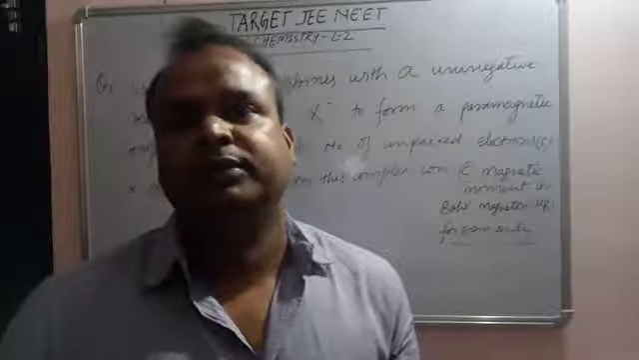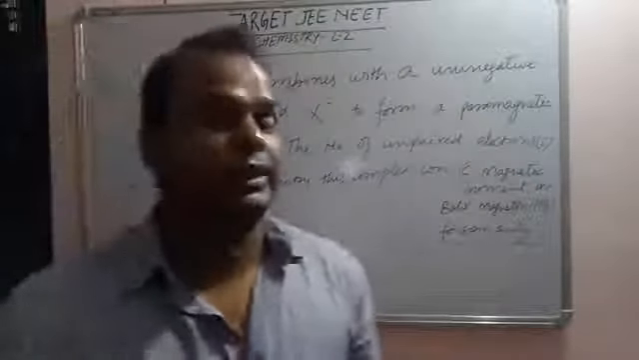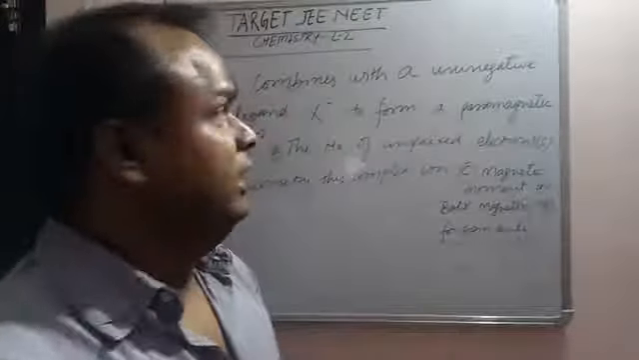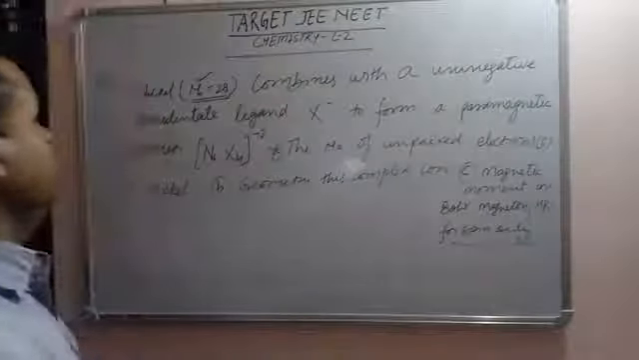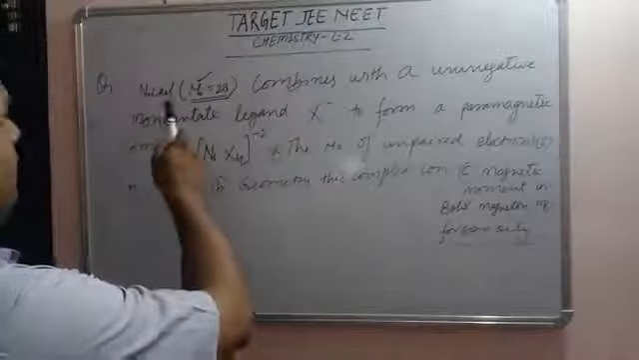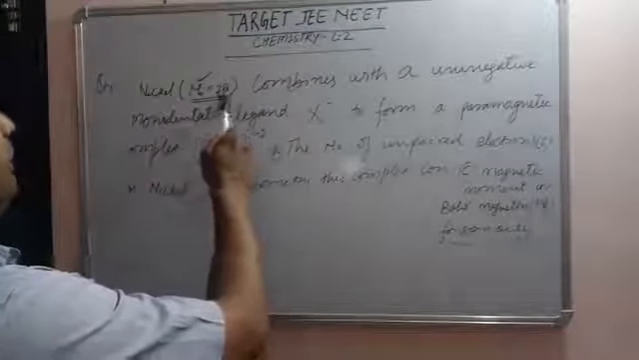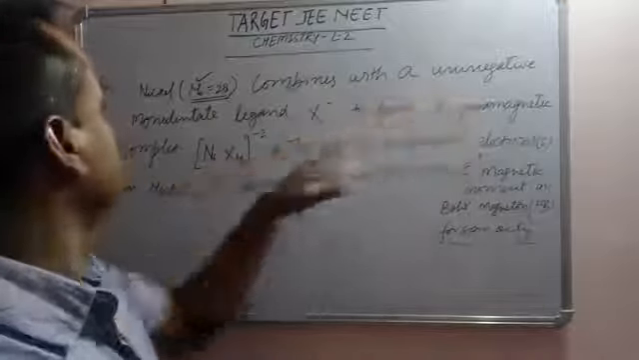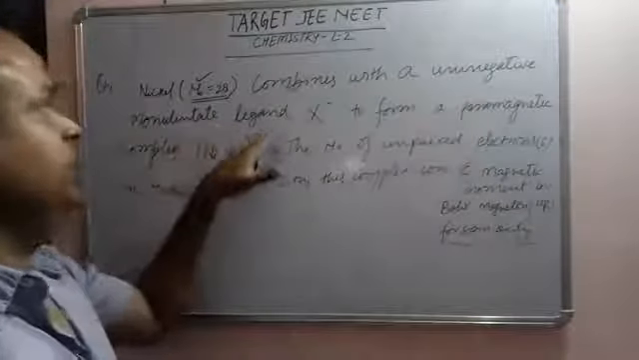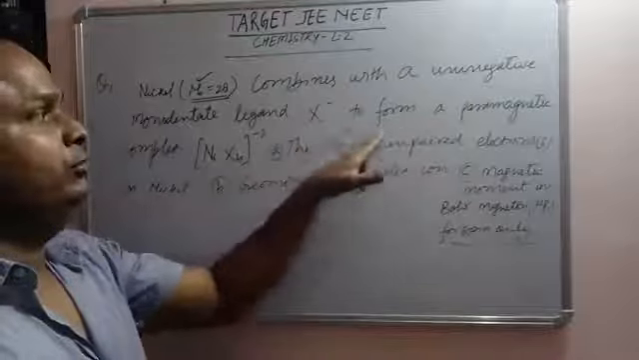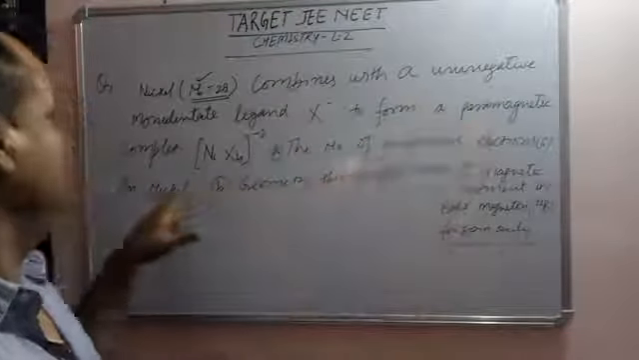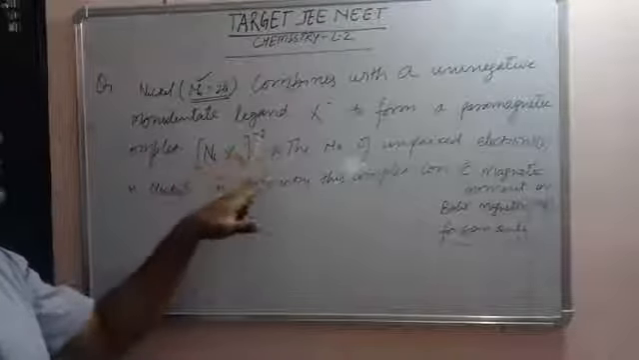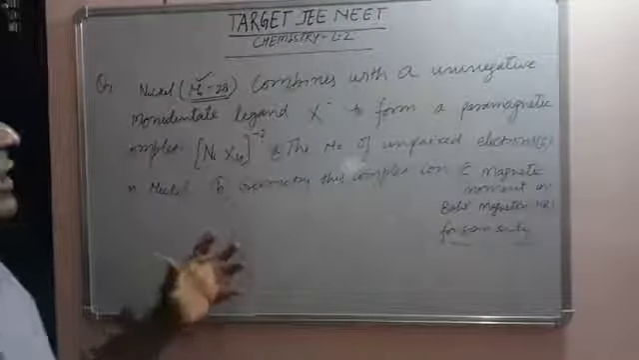Today again I came with some special questions on chemistry based on the topic transition elements. So my first question is: nickel with atomic number 28 combines with a uni-negative monodentate ligand X minus to form a paramagnetic complex, that is NiX4 power minus 2. Then we have to find three things.